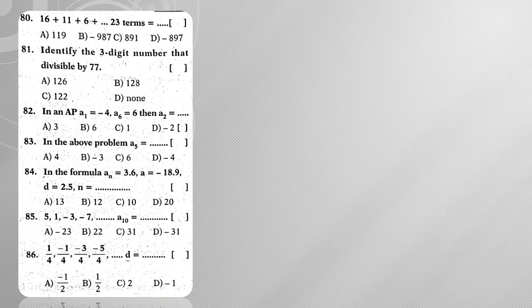Next, moving on to question number 80. 16 plus 11 plus 6 plus and so on up to 23 terms. So what is the meaning of this? Up to 23 terms means, first of all we need to find out the 23rd term. After that we are going for addition. So first of all, what is the first term? First term is 16. What is the common difference? Common difference is 11 minus 16, which is nothing but minus 5. So using this I am going to find out the 23rd term.